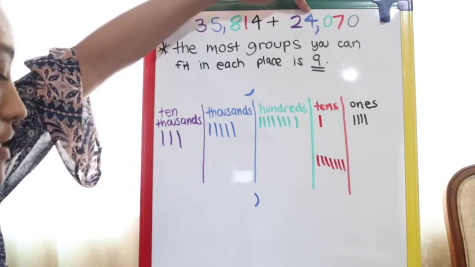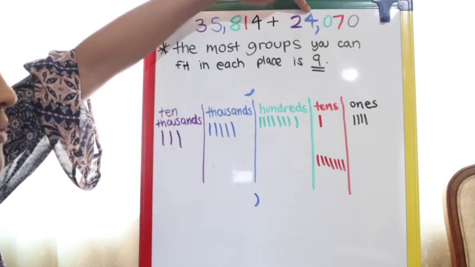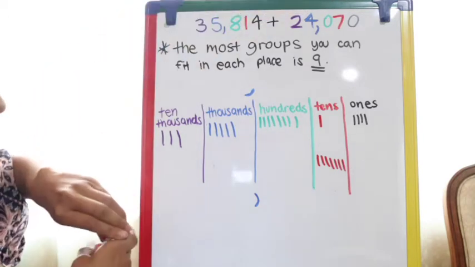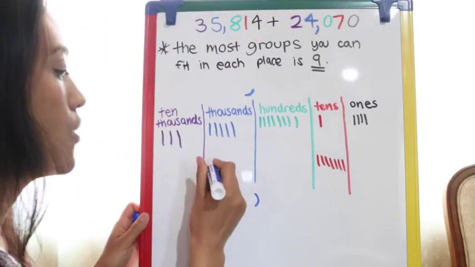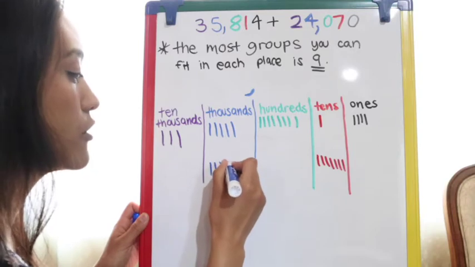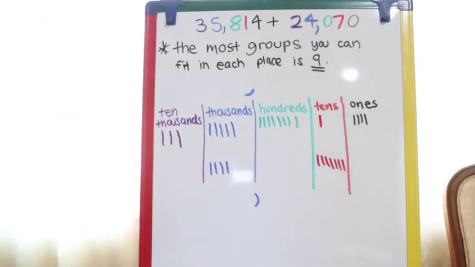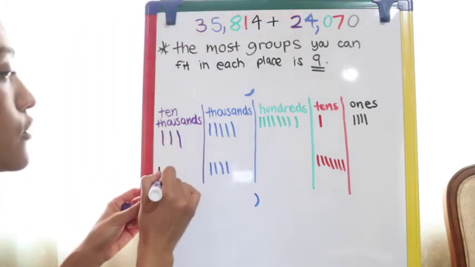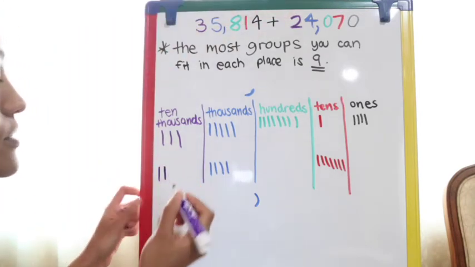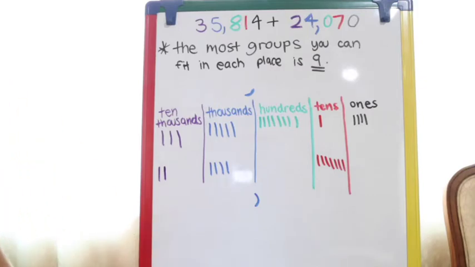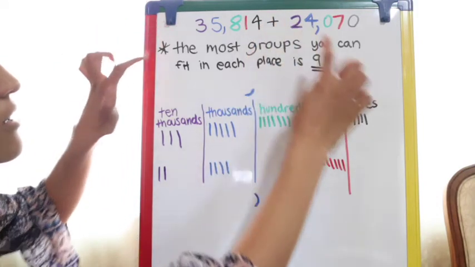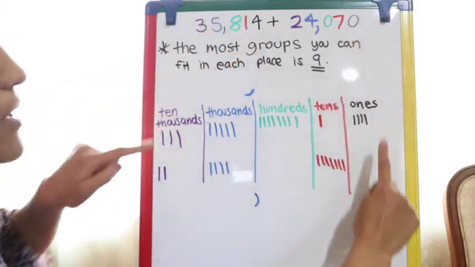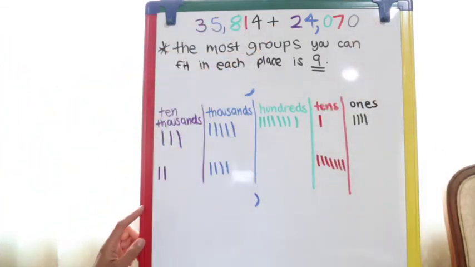Moving on to the thousands place, we have 4 groups of thousands. So here's 1 group, 2 groups, 3 groups, 4 groups. And then lastly, for the 10,000s, we have 2. So 1 group of 10,000, 2 groups of 10,000s. Alrighty, it looks like we are all done representing our numbers on this place value chart, which means we can add it all together.